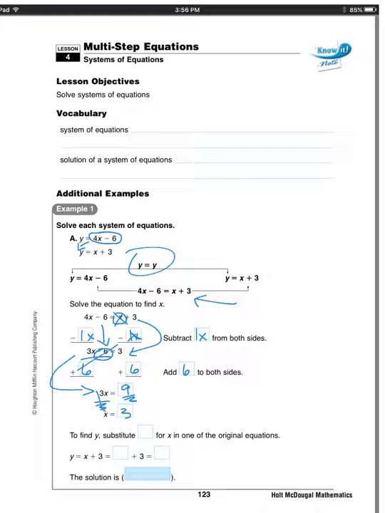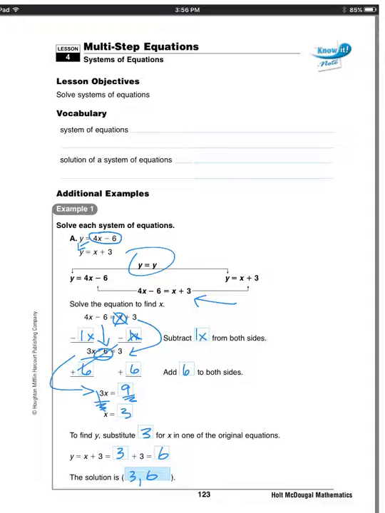And now we need to substitute 3 for x in one of the original equations. We can use 4x minus 6, or we can use x plus 3. But x plus 3 looks a lot easier because you only have to add 3 to what your x is. So we take y equals x plus 3. In for x, we put a 3, and we have 3 plus 3, and we get 6. So our x is 3, our y is 6.